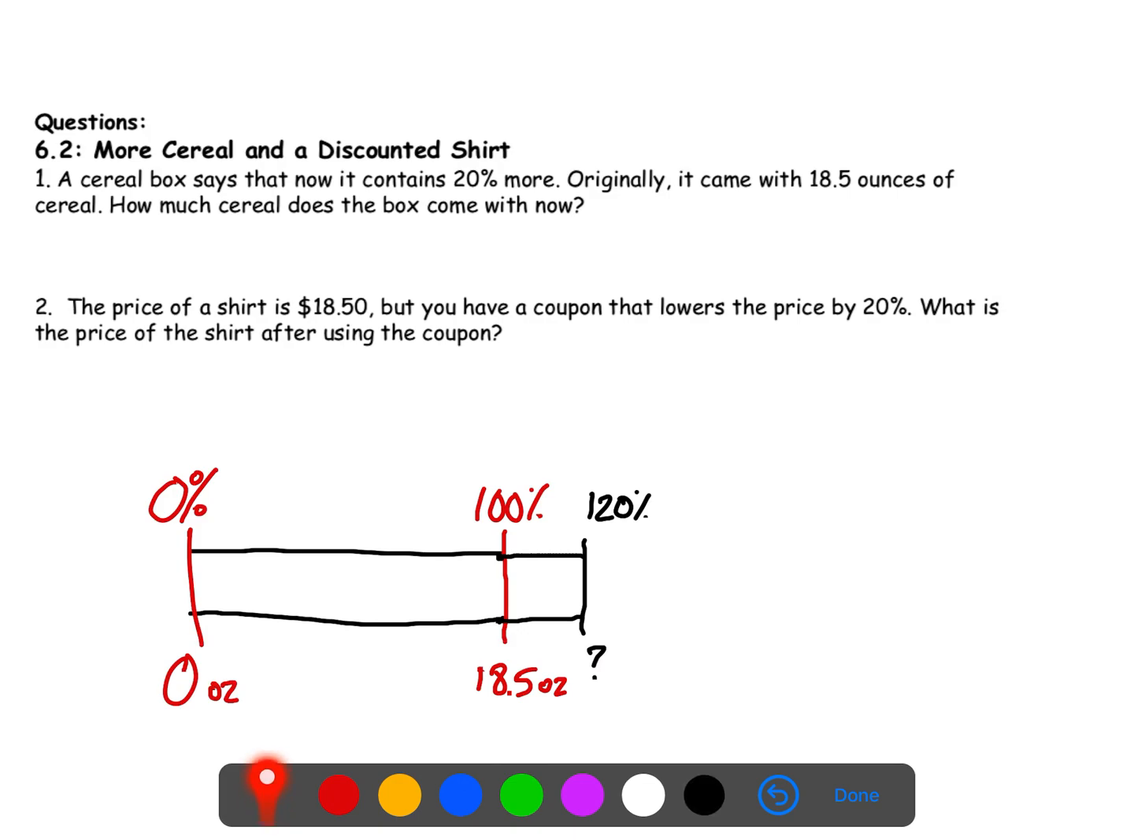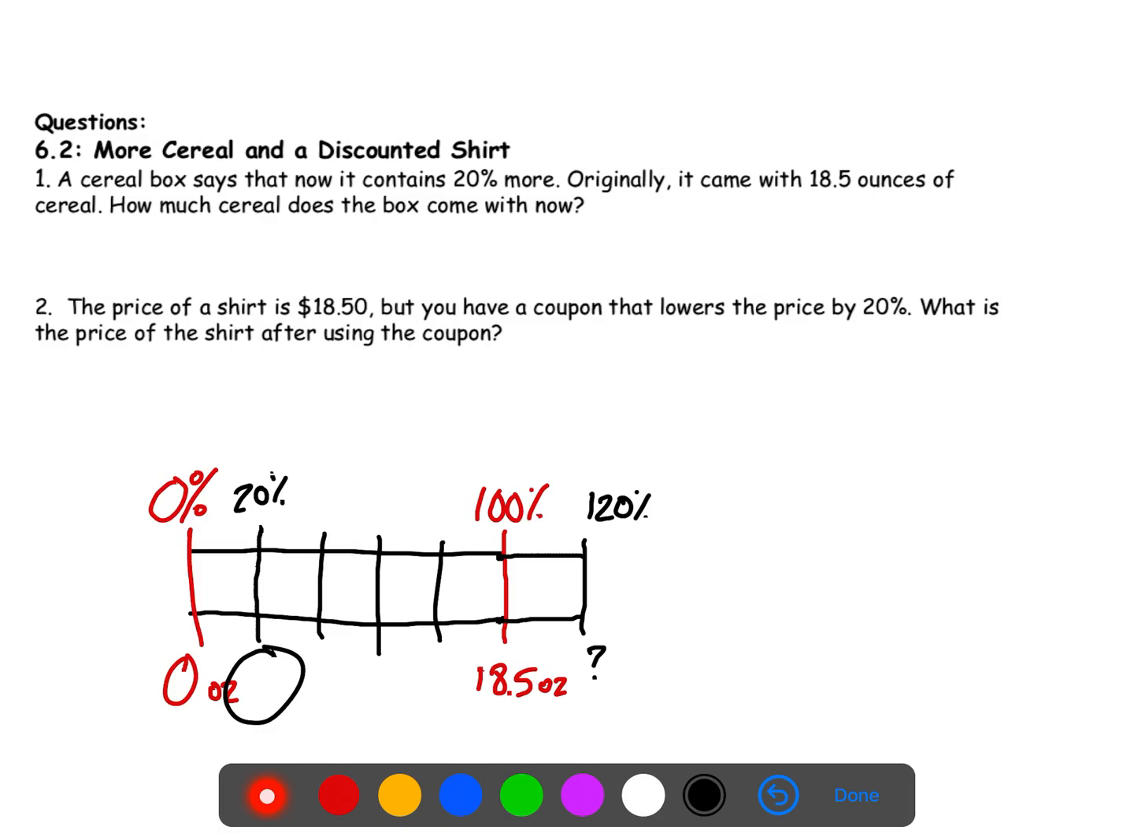So we could divide this up into 20% sections. We would have 5 of those here in the cereal box: 20, 40, 60, 80, 100. So this being 20%, we would need to find out how many ounces that is. That's going to be very key in solving this problem. Now, we don't have to use a tape diagram to do this. This is just demonstrating what we're doing.